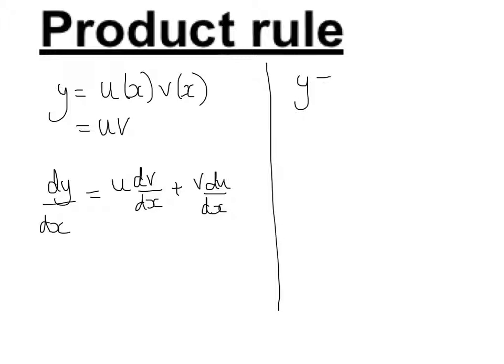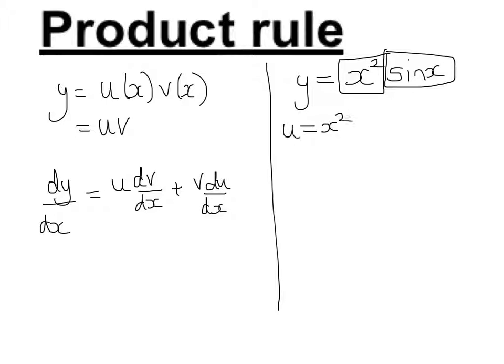Let's say that y is x squared times sine x. So we've got a combination of two functions here. You've got x squared and you've got sine x. So let's say that u equals x squared and v equals sine x. Now we're going to need to differentiate both of these with respect to x. du by dx is 2x and dv by dx is cos x.